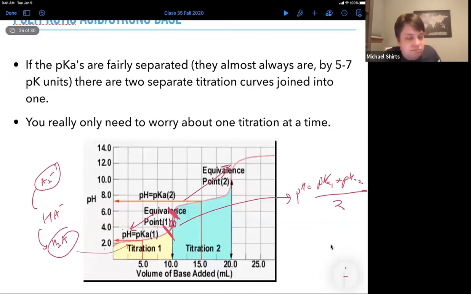So again, the math to be able to get the exact curve in this area is complicated, but you know everything before that, and you know exactly at the equivalence point, the pH is the average of the two pKa's. That just requires a lot of algebra to go prove it. You can go look up the proof somewhere. I won't go over it because it's just a lot of algebra.